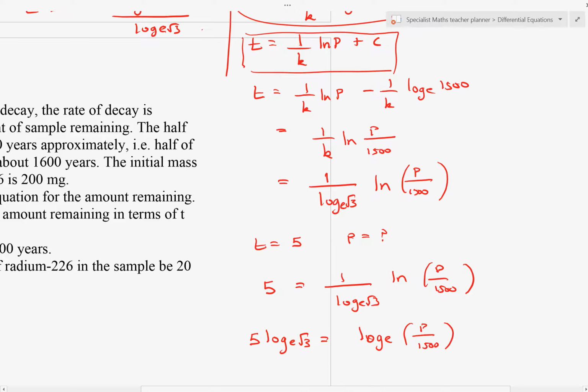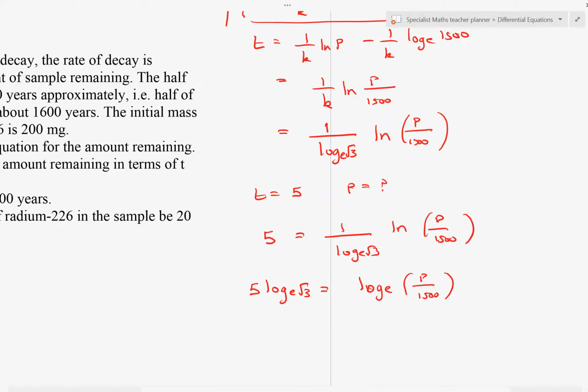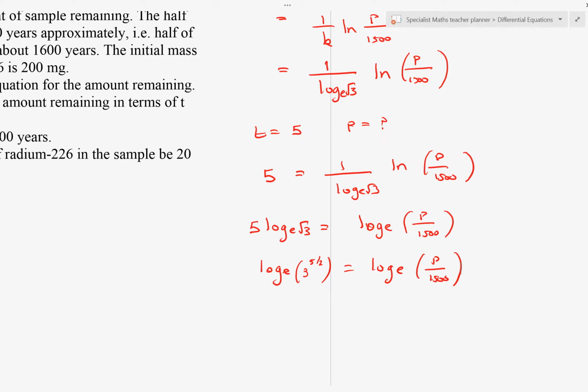Now, you know what I might do though? On the left-hand side and the right-hand side, maybe if I do that power business, root 3 is 3 to the power of a half, isn't it? So couldn't I say that this is 3 to the power of 5 on 2 is equal to log to the base e of P on 1500. So what can you tell me? What does P on 1500 equal? 3 to the power of 5 over 2.